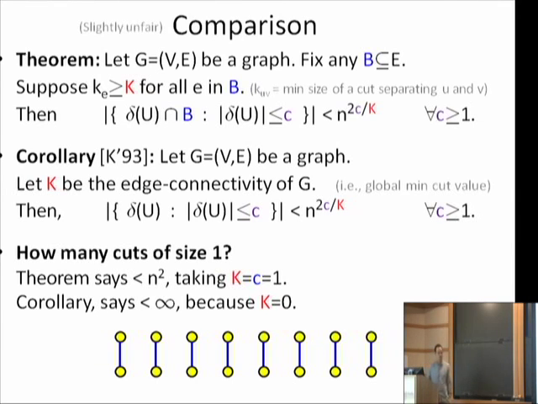Any questions? Are there really at most n squared cuts of size 1? Okay, yes. Can you take any subset of the... Okay, good. So let me flip to the next slide.